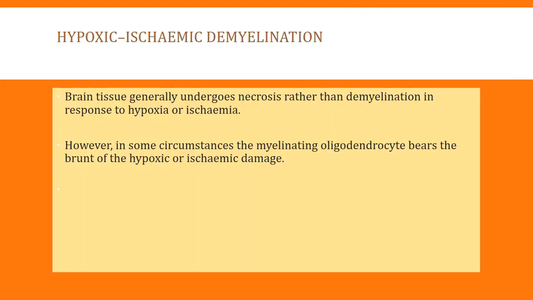Now, what is hypoxic ischemic demyelination? Brain tissue generally undergoes necrosis rather than demyelination in response to hypoxia or ischemia. However, very rarely you see hypoxia precipitating a myelinating oligodendrocyte loss, and that results in a characteristic hypoxic ischemic demyelination.